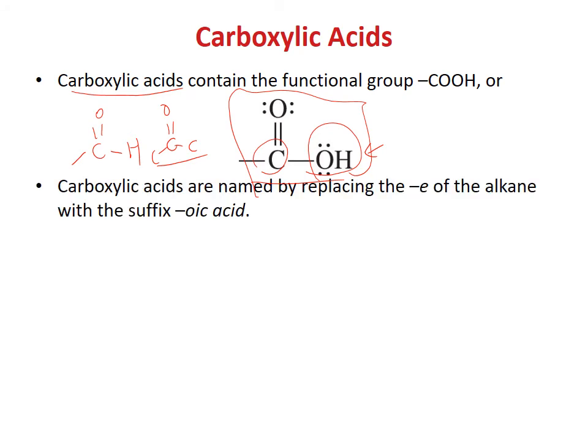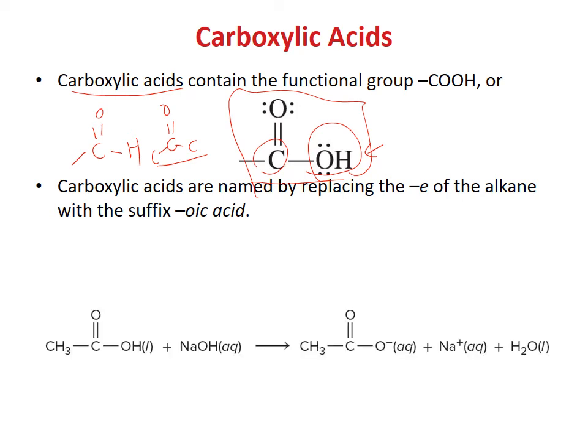Carboxylic acids are named by replacing the E of the alkane with the suffix -oic acid. For example, here is a carboxylic acid, so the carbonyl carbon is attached to an OH. We have two carbons, and therefore this is ethane, and then we replace the E by -oic. So this is called ethanoic acid. Okay, so -oic, ethanoic acid.